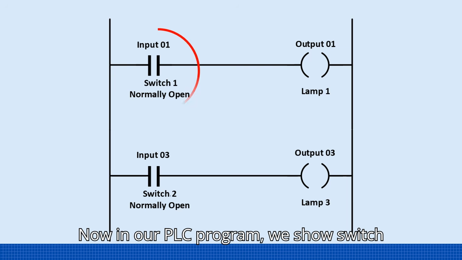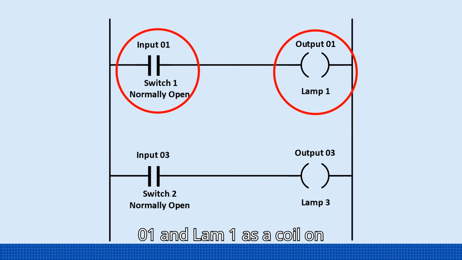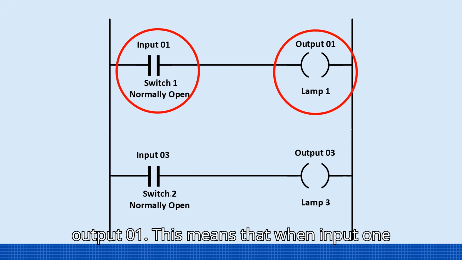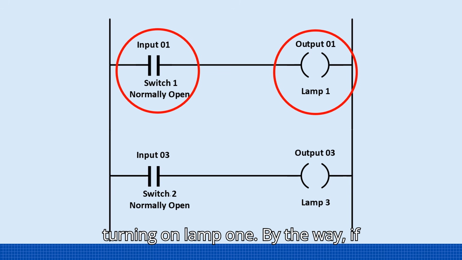Now, in our PLC program, we show switch 1 as a normally open contact from input 01 and lamp 1 as a coil on output 01. This means that when input 1 turns on, it will energize output 1, turning on lamp 1.